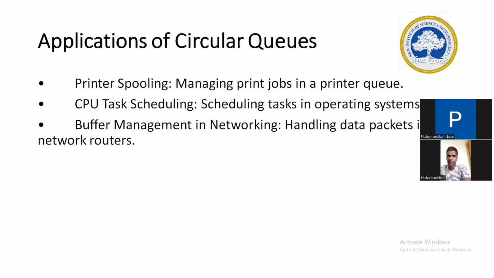Next, the applications where we use the circular queue. First is printer spooling, where we manage the printer jobs in the printer queue. Another is CPU task scheduling, an important process in the operating system. Another is buffer management, handling data packets in a network router. These are all the applications of circular queues.